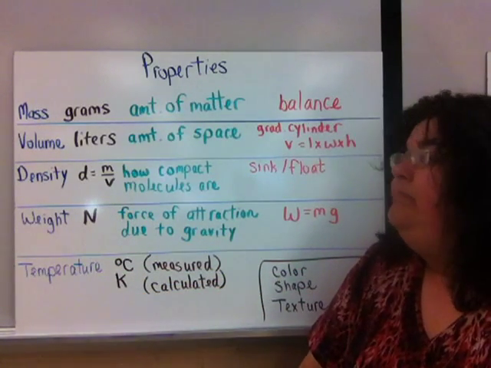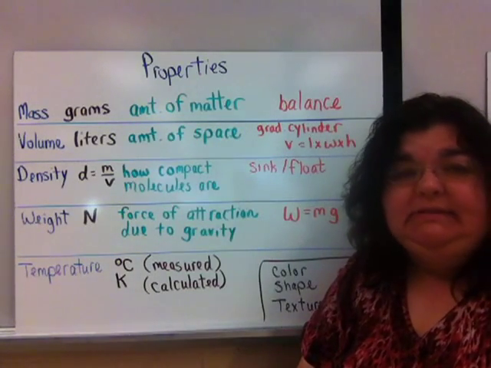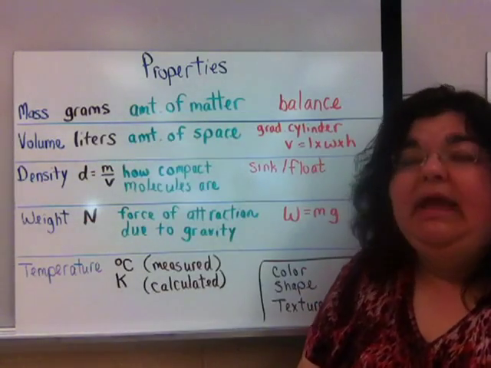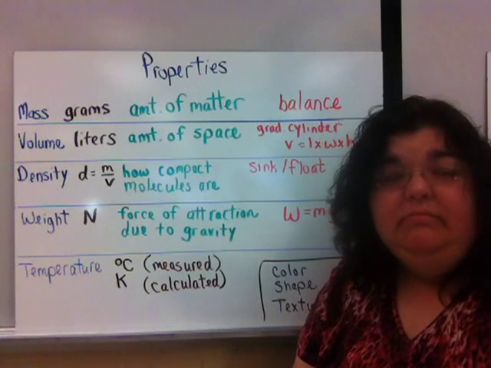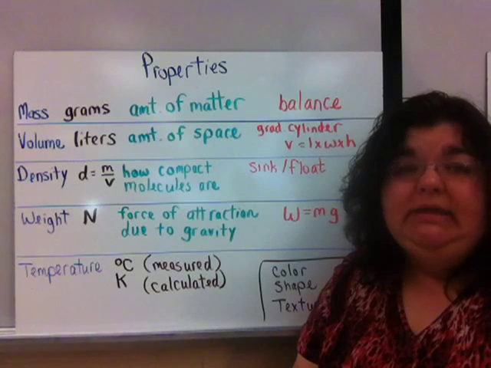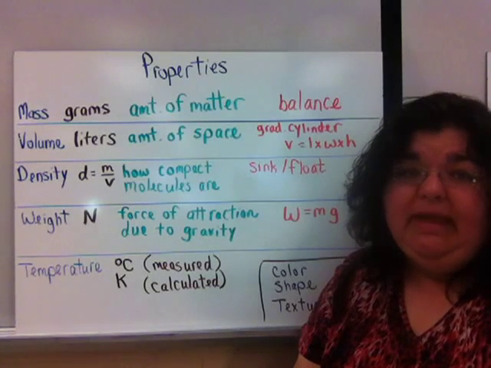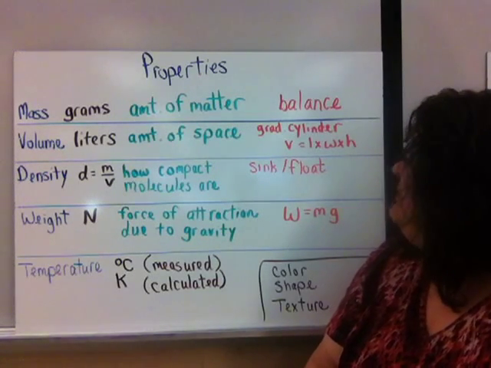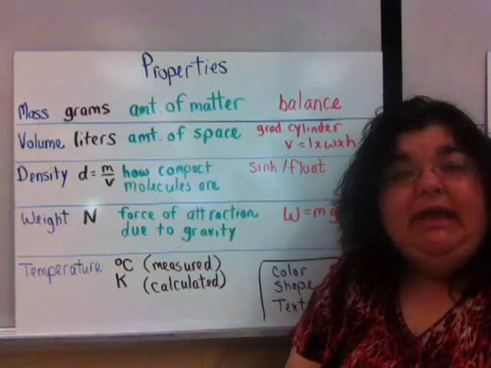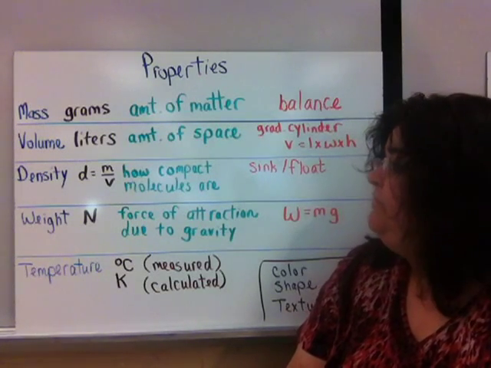Now, mass, by definition, is the amount of matter in a substance, and we measure it in grams. Now, a gram is a very small unit of measurement, so if you have a large substance, we might use kilograms, but the standard international unit for mass is grams. We're going to measure mass with a balance. In our classroom, we will use triple beam balances and equal arm balances.